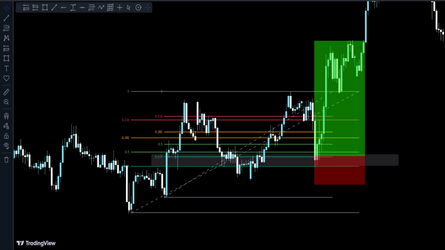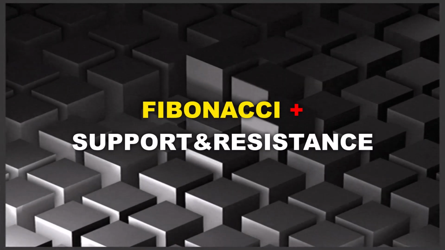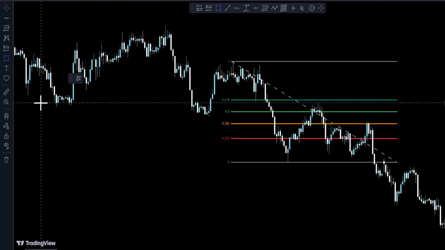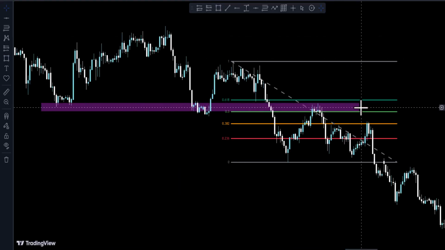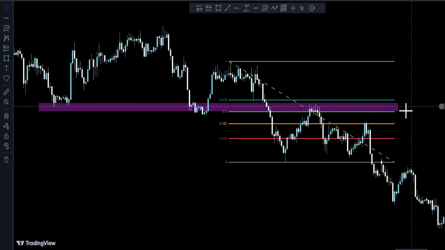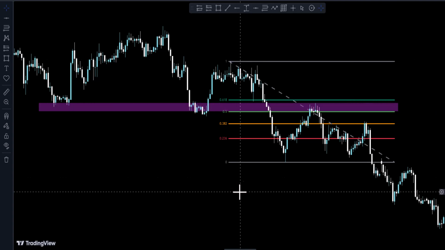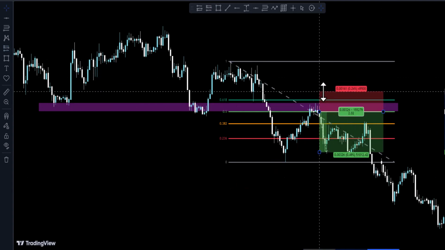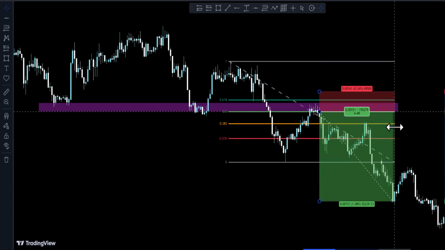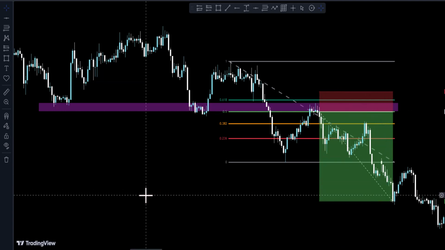We are going to kick it up to another level by combining Fibonacci with our support and resistance levels. When supports and resistances overlap with these fib levels, we find that they act even stronger and can give us higher confidence in entries and exits. Alright, now I'm going to go step by step and show you some examples.